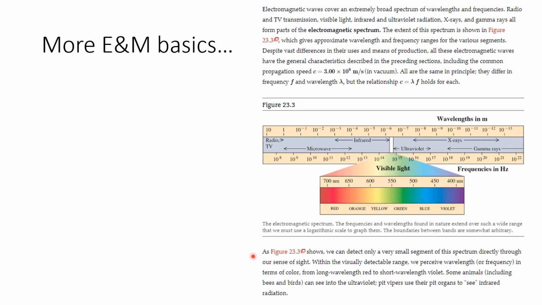So as it says, we can only detect a very small segment of this spectrum directly through our sense of sight. Within this visual detectable range, we perceive wavelengths or frequencies in terms of color. The long wavelength, red, to the short wavelength, violet. And some animals, including bees and birds, can see into the ultraviolet. Pit vipers use their pit organs to see infrared radiation. Some of your remote controls also broadcast in the infrared area. You cannot see your signals going to your television, for example.